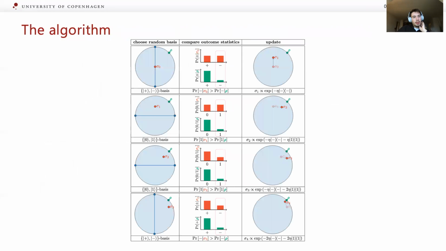So here we just have an illustration of how the algorithm works for a qubit. You start from the maximally mixed state, which is the state here in the middle of the Bloch sphere. You measure some basis. You compare the current iterate with the state you're performing tomography on. You compare the statistics. You use this data to get an update, and so on. So you update your state, you again measure a basis, compare statistics, and so on. And if you do this a couple of times, you're guaranteed to converge to the true state.